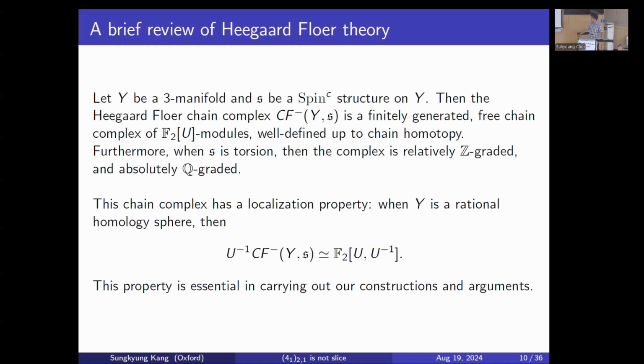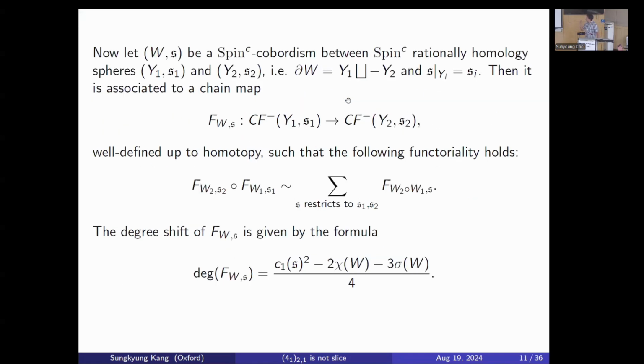Now, this chain complex is very special. The biggest property is that it has a very nice localization. If Y is a rational homology sphere, so that all spin-C structures are torsion, then for any spin-C structure s, if you localize by formally inverting U, it becomes homotopy equivalent to F2[U,U^-1]. And this is essentially what carries out one of our constructions and arguments.